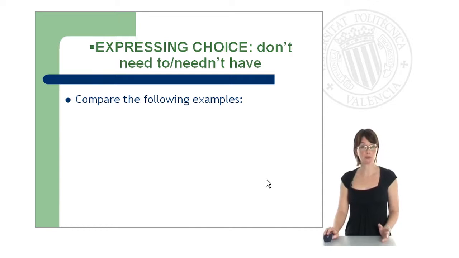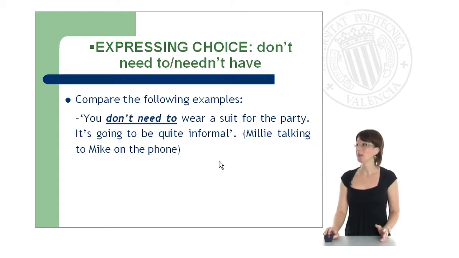Compare the following examples. Now we are going to contrast the use of don't need to in the present and the use of needn't have plus past participle. Imagine that Millie is talking to Mike on the phone and they are talking about a party. Millie says to Mike, "You don't need to wear a suit for the party. It's going to be quite informal." So, again, Mike has a choice. It's not necessary to wear a suit.